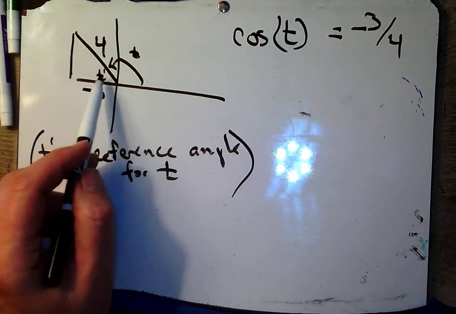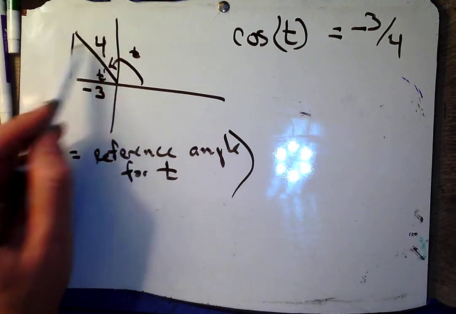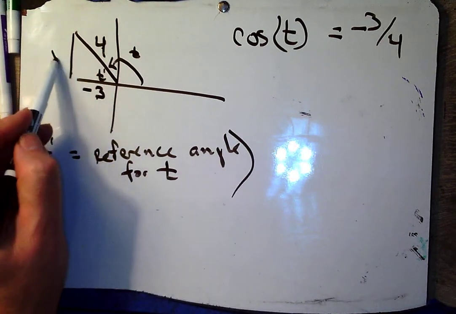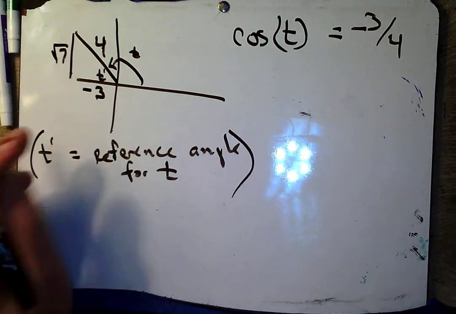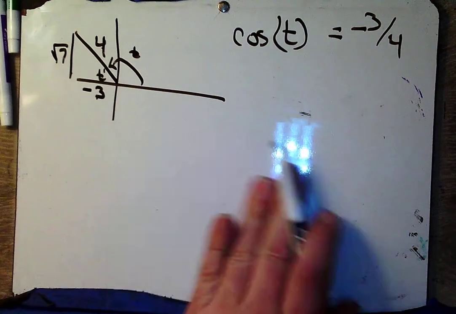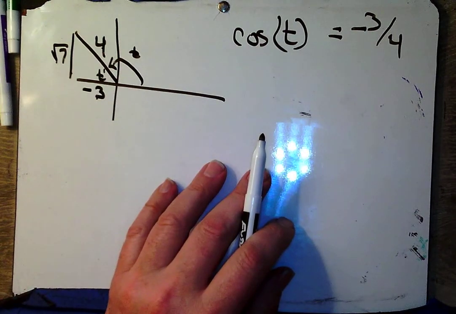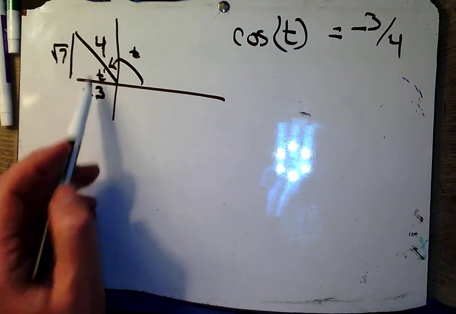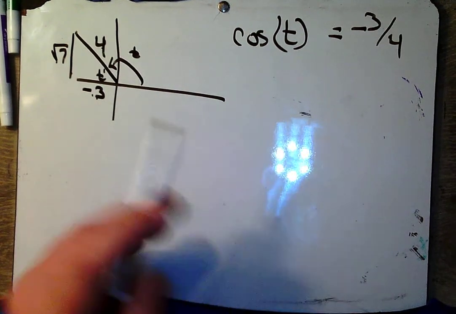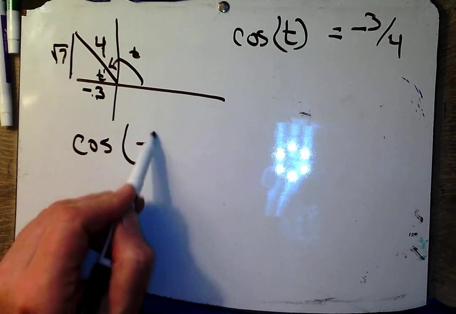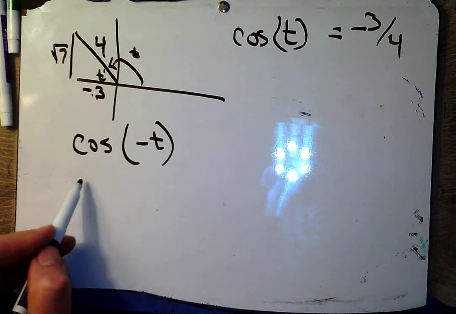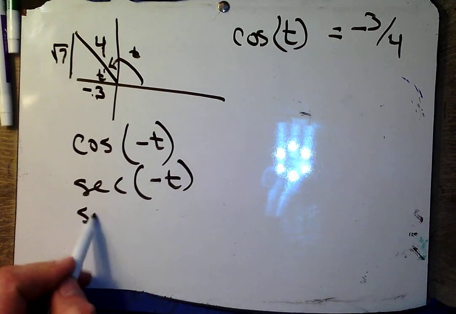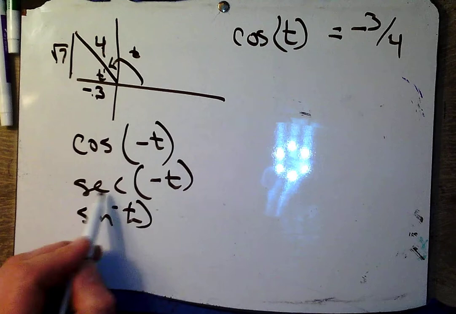But if this was 100 years ago, we'd spend a lot more time on this. At this point, I just want to use the Pythagorean theorem to find the missing side. 16 minus 9 is 7. So I have the square root of 7 here. Okay, so I've drawn my triangle. Magic secret of trigonometry: draw a triangle and label it. We've labeled it with negative 3 over 4 for the cosine. And then we're asked some questions like, what's cosine of negative t? What's the secant of negative t? And what's the sine of negative t?